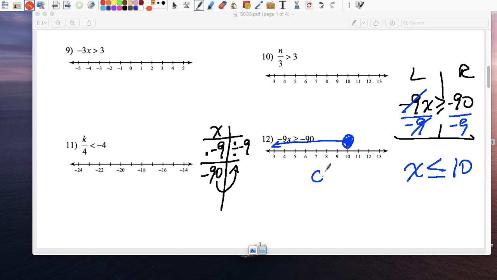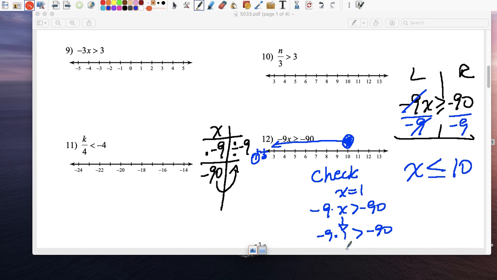Let's do a check. Let's pick an easy number. Let's pick 1. So x equals 1. So let's try that. Negative 9x greater than negative 90. Let's switch this. It's going to be a 1. Negative 9 times 1 greater than negative 90. Let's see if that's true. Negative 9 times 1 is negative 9. Is that greater than negative 90? Yes. All right, so little review there.